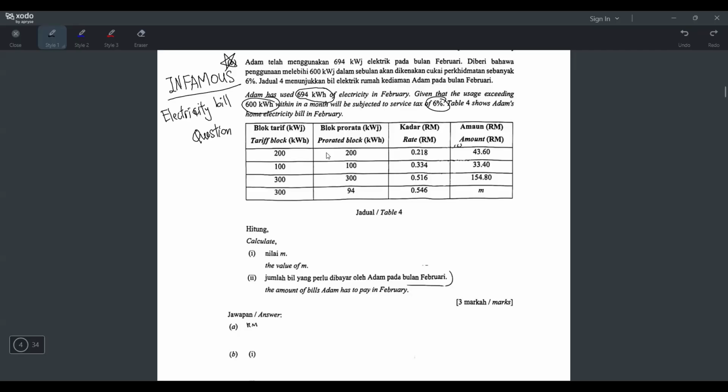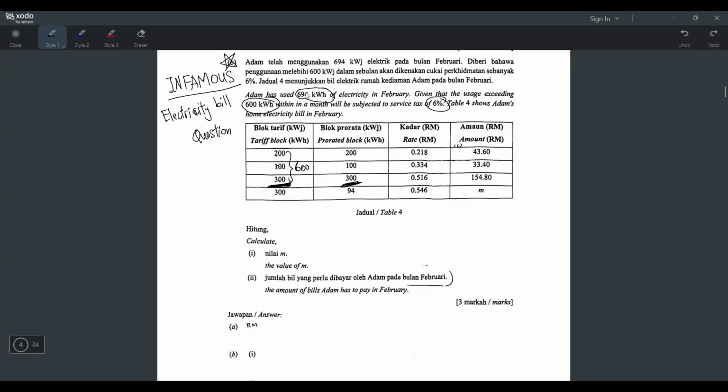So what you need to do now is, you go to the tariff block, and then you try to see where it starts when you start to add, and then you try to see when you will get 600, right? So 200 plus 100 is 300. 300 plus 300 is 600. It means this is the cutoff, right? If you use more than this, then you will get charged 6% service tax. Okay, because if you add all this, you get 600, right?